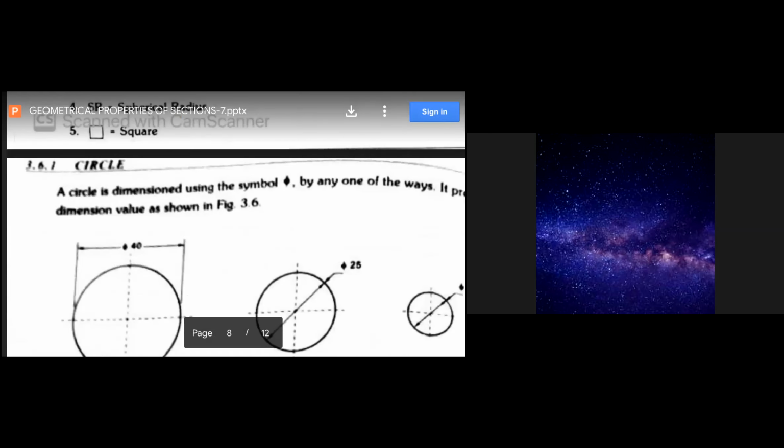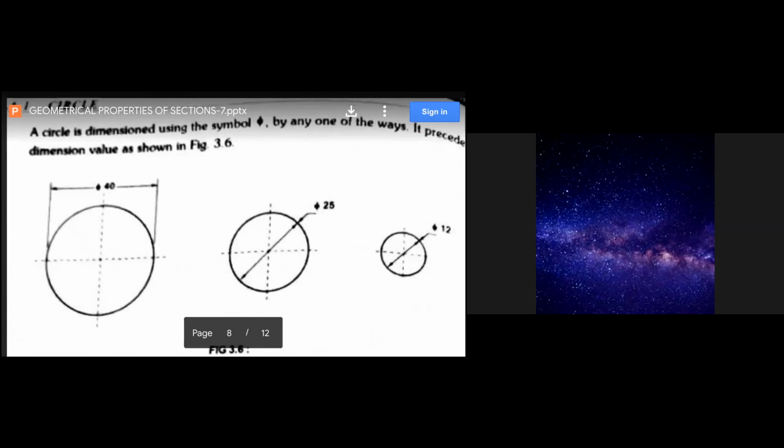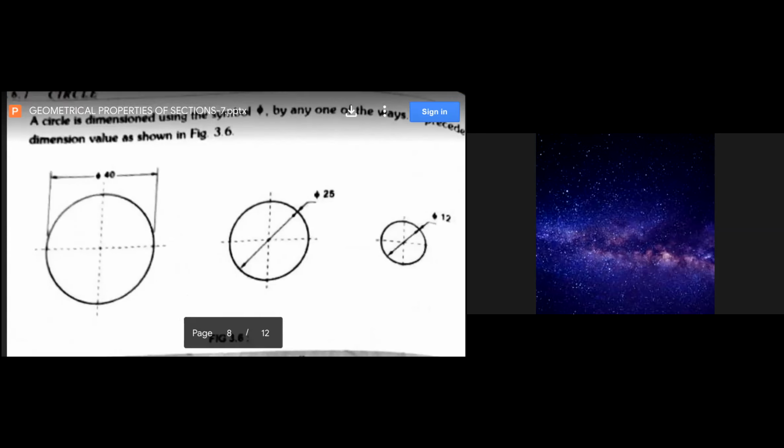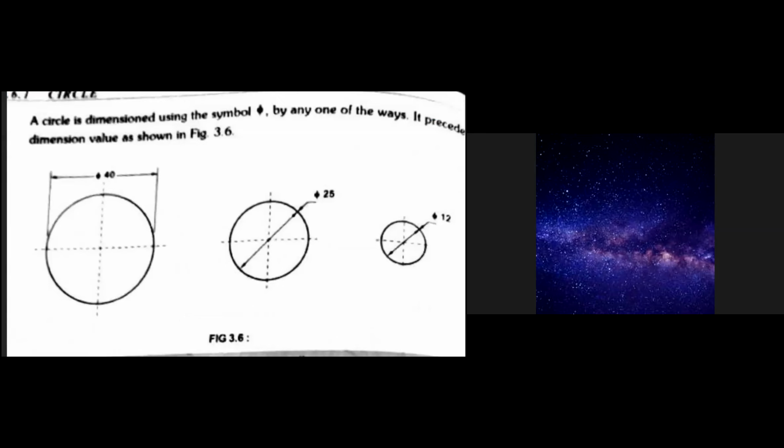And the circle is dimensioned using the diameter symbol in any one of the ways. If it is a large circle like this, you can write the dimension like this. Here, the diametrical line shows diameter 40, which means the diameter of this circle is 40. And here we can write the dimension by leader line. See here, this leader line is nothing but a 30 degree inclined line drawn, and above that inclined line you write the dimension of the circle, that is the diameter.